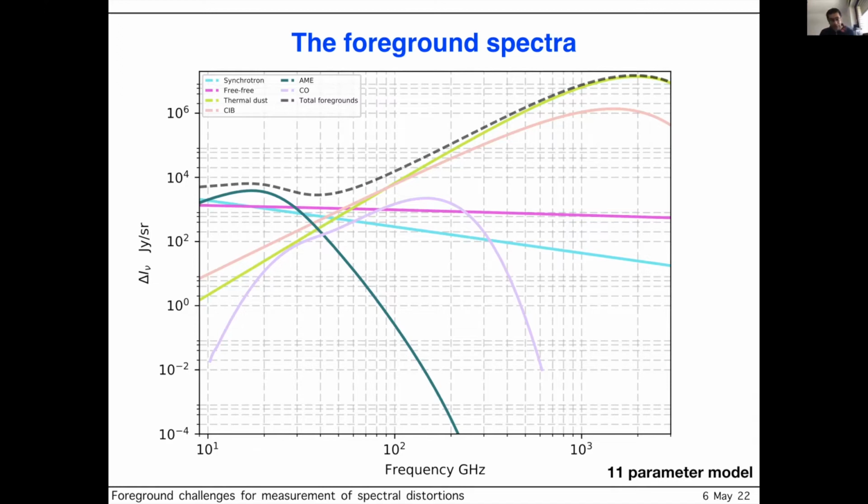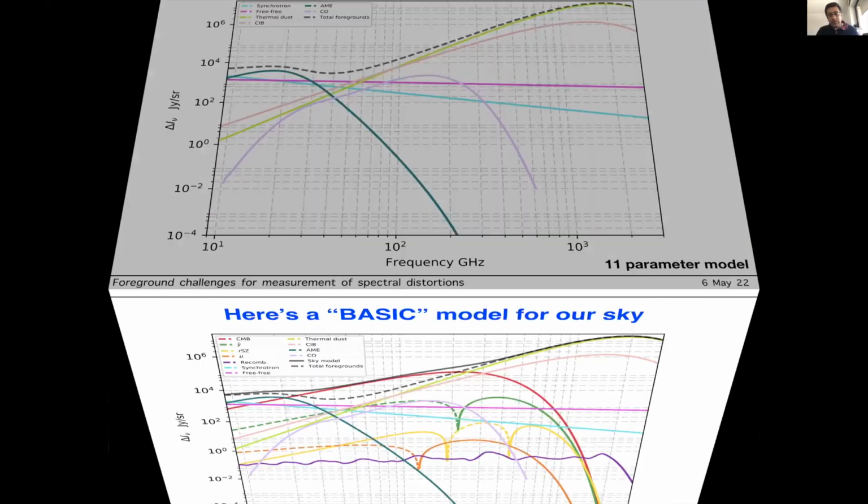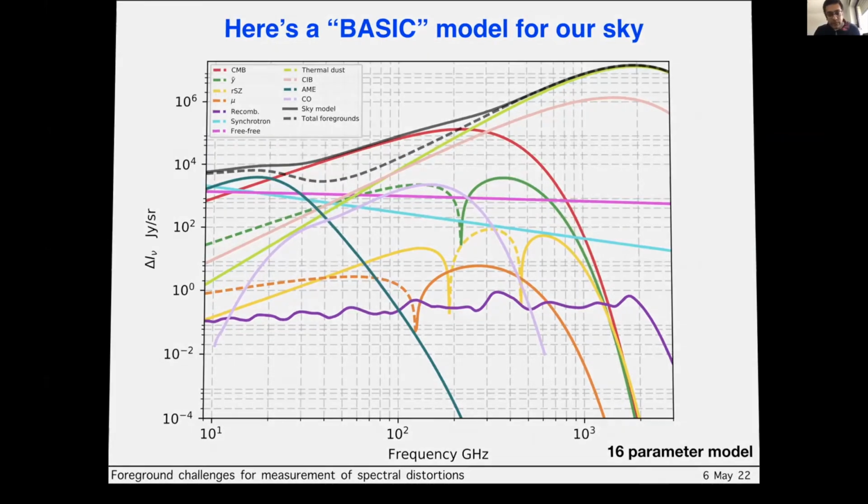Okay, so moving on. So now, composing our signals and our foregrounds, this is what we have as a model of our sky. This is actually a very basic model, but it already is fairly complicated. And to model this, you would need to fit for 16 parameters, if you wanted to solve for all these components. Now, let's stick with this for a few slides.